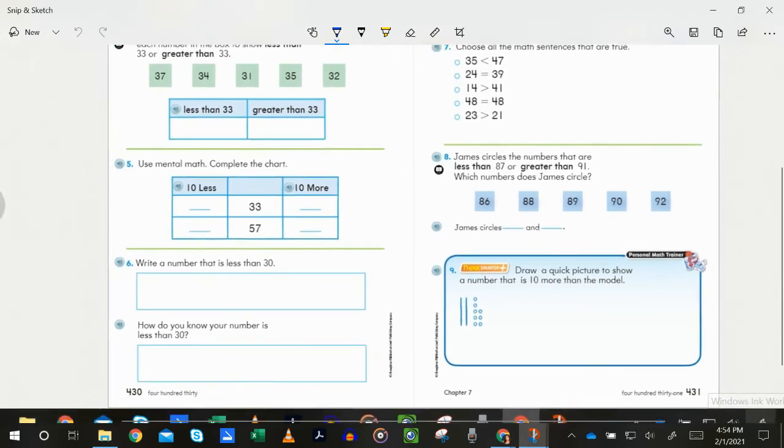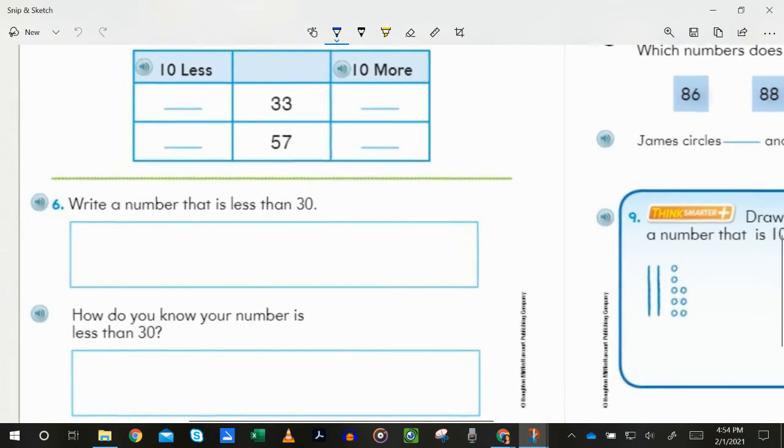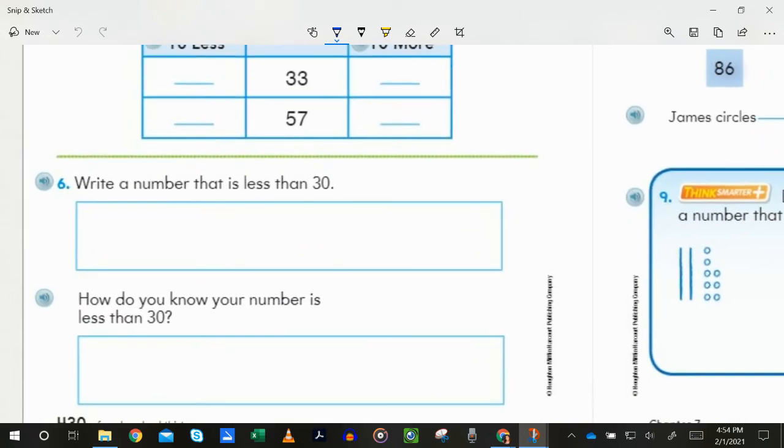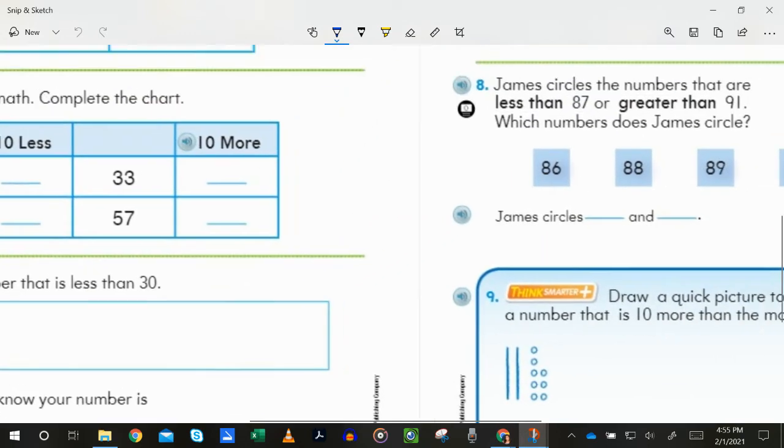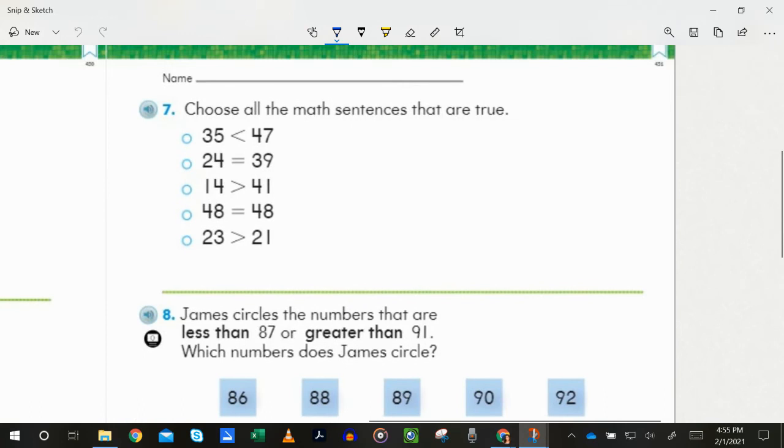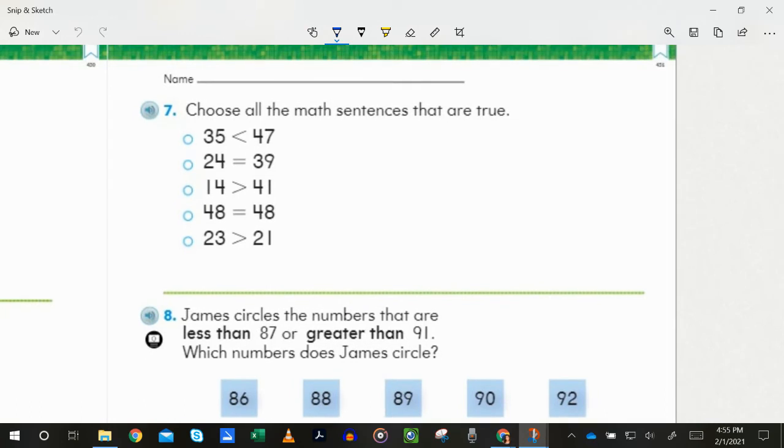Number 6, it says write a number that is less than 30. So just in this box, write a number less than 30. And then in just a couple of words, say how you know it's less than 30. What is the best clue to look at to know your number is less than 30? Remember, you can pause anytime you need extra thinking time.